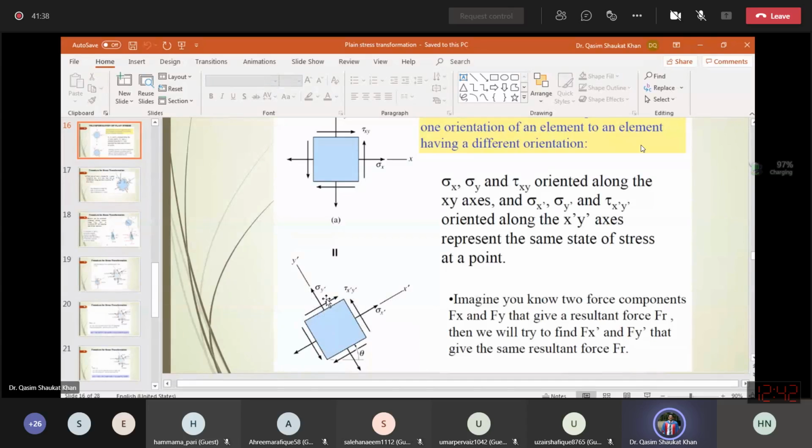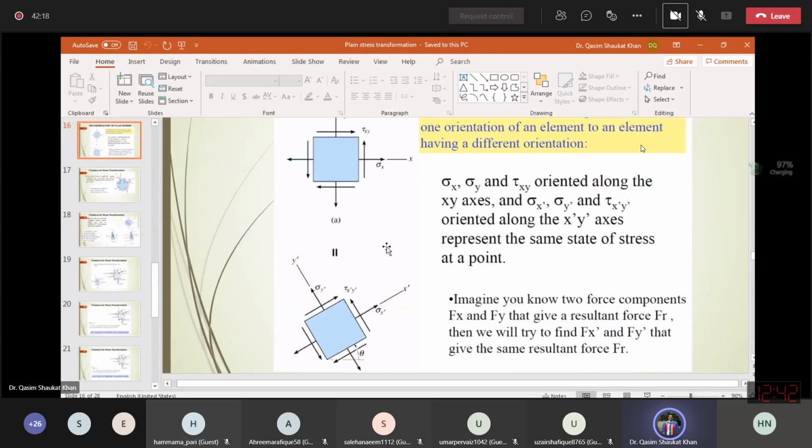So you want to derive the relationships which connect or relate sigma x, sigma y, tau xy to sigma x dash, sigma y dash, tau x dash y dash with the help of the angle theta. So that when you put the values of sigma x, sigma y, tau xy and the value of the rotation theta, you get the transformed normal stresses sigma x dash, sigma y dash and tau x dash y dash. Is this point clear?